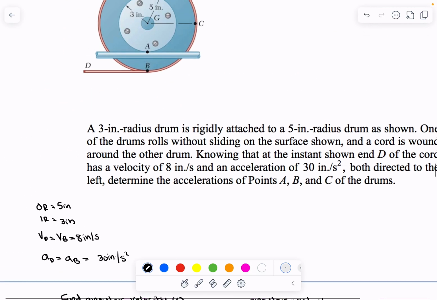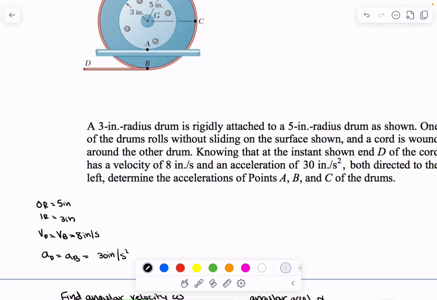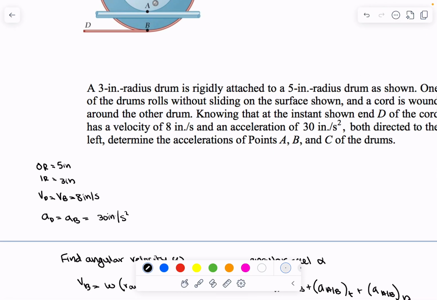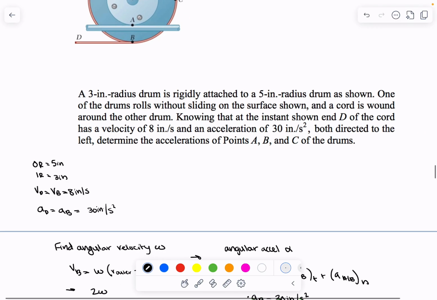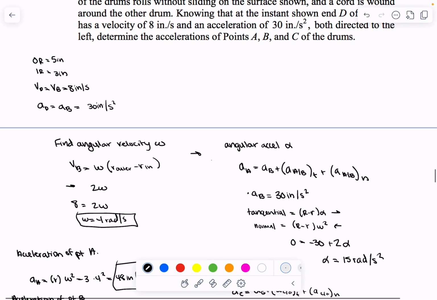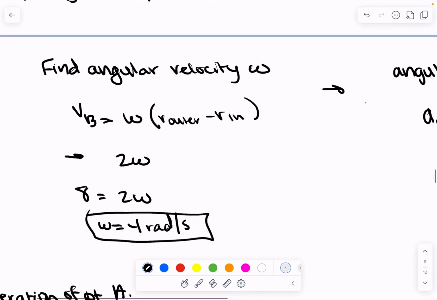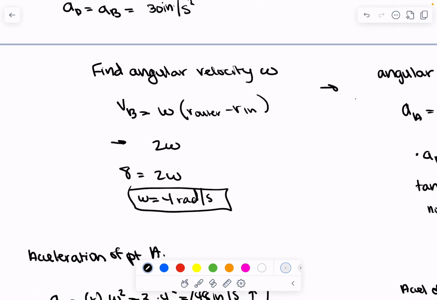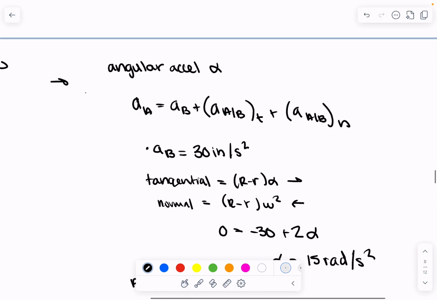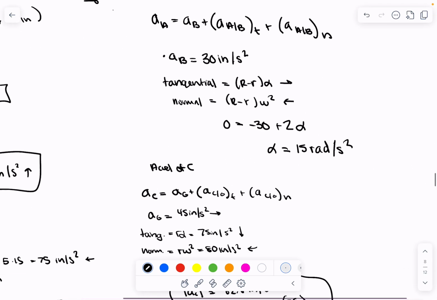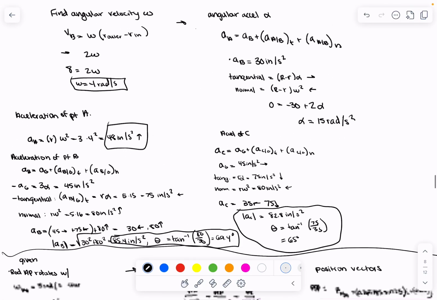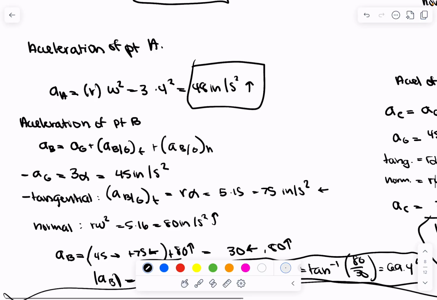We know that the velocity of D is equal to the velocity of B because it's going in a straight line along the rope, and that's 8 inches per second. The acceleration at D is also equal to the acceleration at B, which is 30 inches per second squared. Finding the angular velocity omega, we get 4 radians per second. Angular acceleration, we get 15 radians per second squared. So the acceleration of point A is r omega squared, which is 48 inches per second squared vertically.